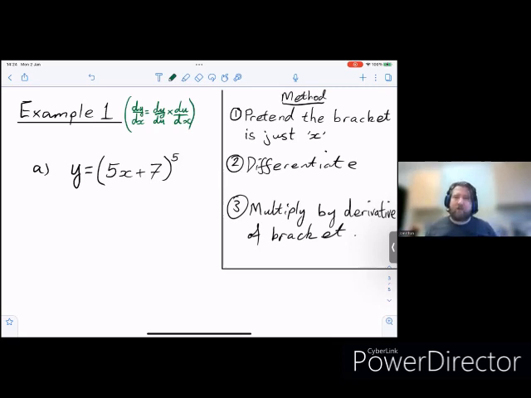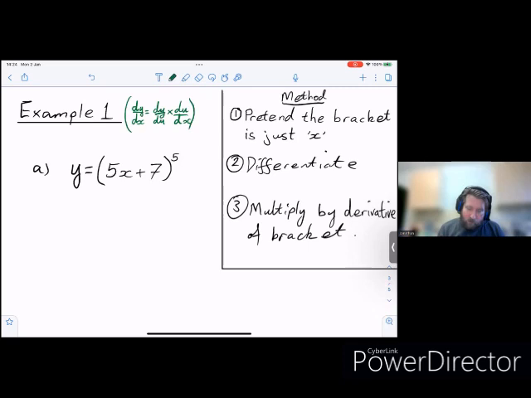So the method I've written on the right is basically the formula that I've written in green, but written more as a cheat sheet so that we can do it quickly. Okay, so step one, we pretend the bracket is just x. So all of the 5x plus 7 we are going to treat like x. That means we are now pretending that this is just y equals x to the 5.